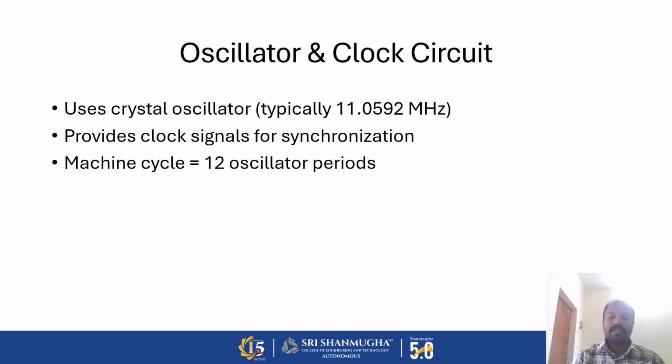And then the oscillator and clock circuit uses a crystal oscillator. The typical frequency of the crystal oscillator is 11.0592 megahertz. It provides clock signals for synchronization. So the clock signals are provided for synchronization using the oscillator and clock circuit. The machine cycle is 12 oscillator periods, which is considered to be one machine cycle.